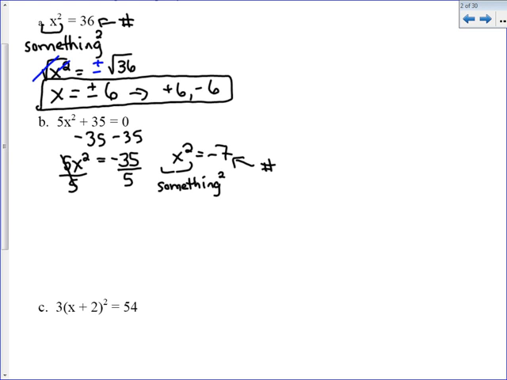So how do I get rid of a squared? Square root. So I'm going to square root x squared, and if I square root the left side, I've got to square root the right side. You put a plus minus in front of it? Yep, every time. Even though it's negative? Yeah, the plus minus is outside of the radical, so it doesn't apply to the numbers. Yep, so it doesn't matter what the number is.